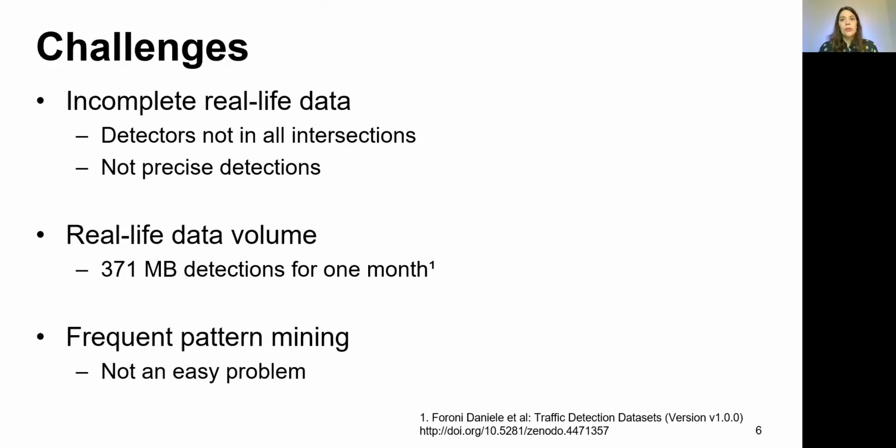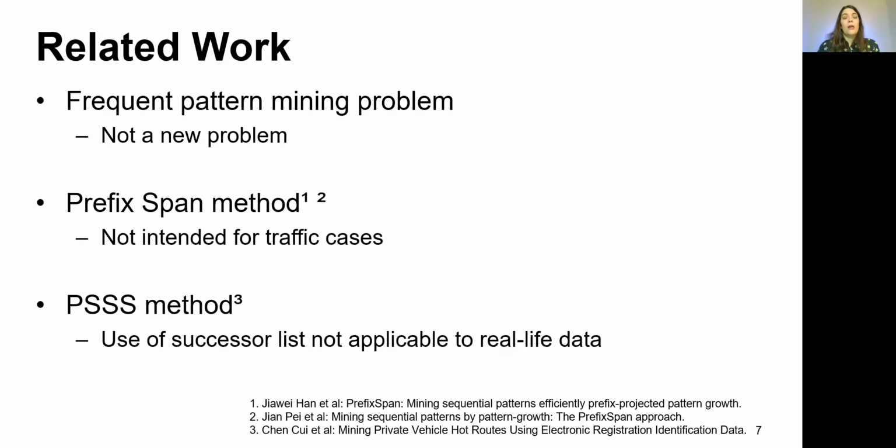Another challenge was the great amount of data we needed to process. For 1 month, for example, we had 371 megabytes of detections. Last but not least, identifying the dominant flows is a problem related to the frequent pattern mining problem, which is not an easy problem and it's not a new problem.